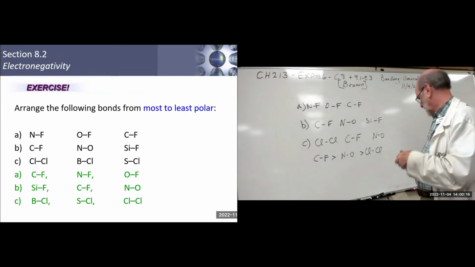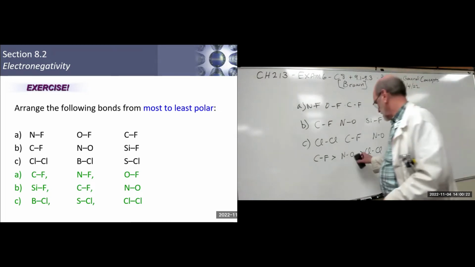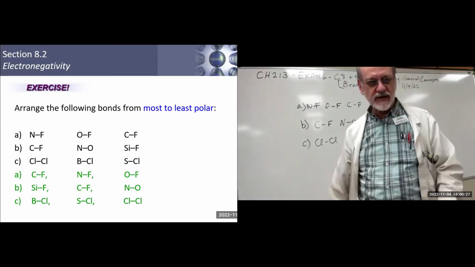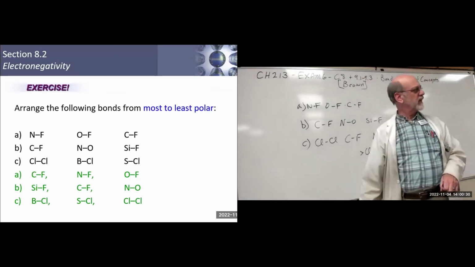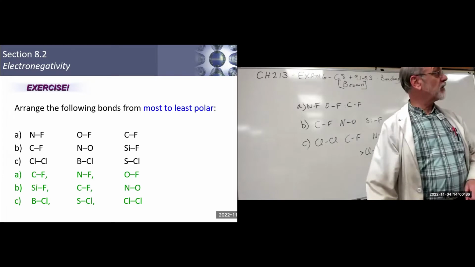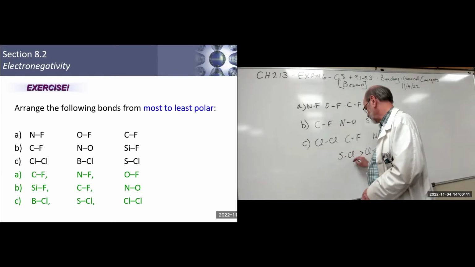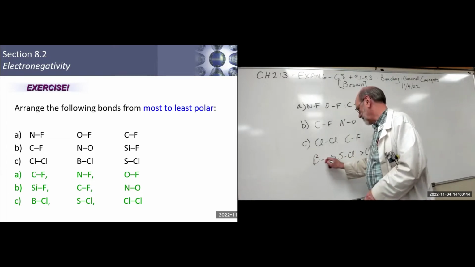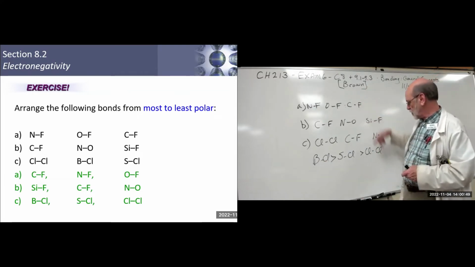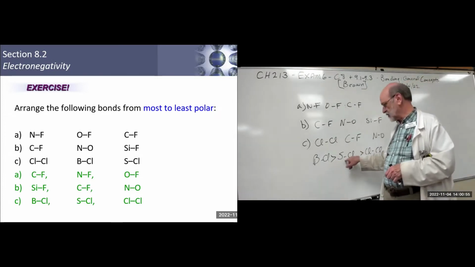Oh, wait a minute. I was looking at the wrong ones. This one's right. I'm getting my letters mixed up. Boron and chlorine are pretty far apart. Sulfur and chlorine are right next to each other. There you go. So this was a similar situation to that one where you had chlorine with everybody. This one's the least polar. These two are the furthest apart, and this one's kind of in the middle.